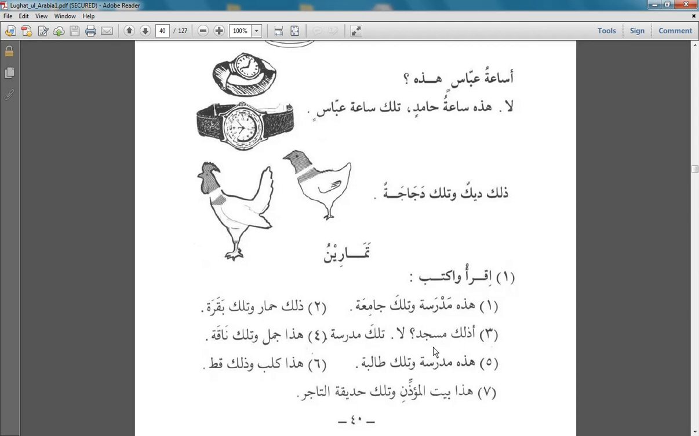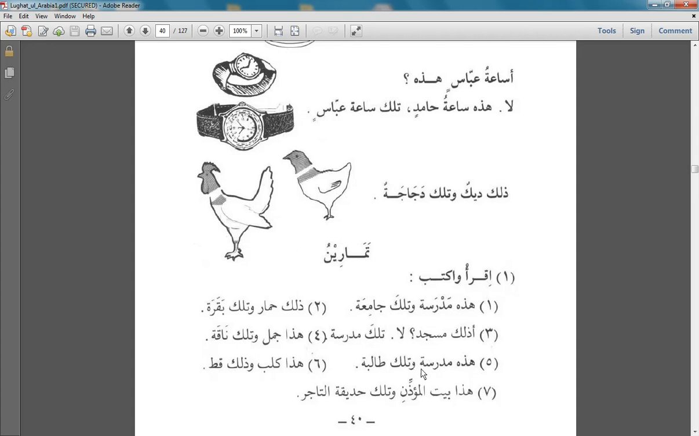أذلك مسجد? Is that a masjid? لا. تلك مدرسة. No, that is a school. ذلك مسجد. So because masjidun is masculine, ذلك was used, but in response, because the thing is feminine, tilka is used. هذا جمل وتلك ناقة. This is a male camel and that is a she camel.